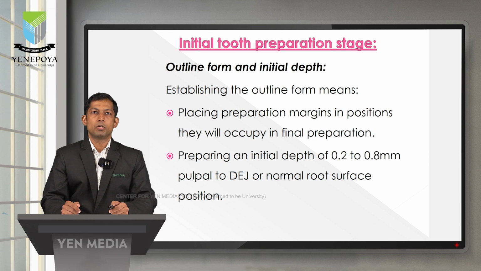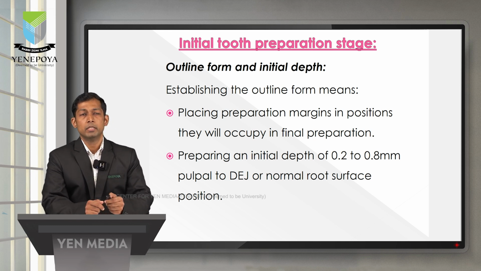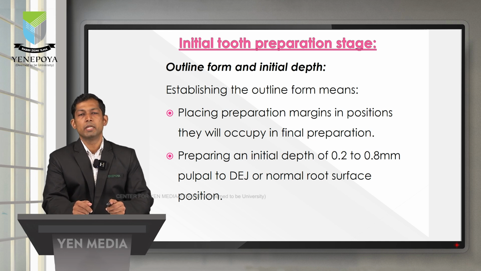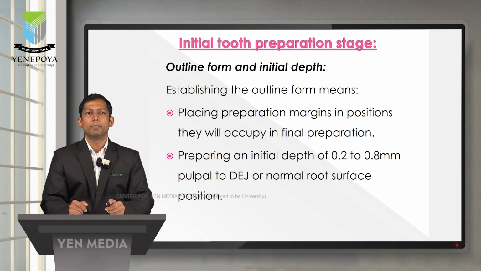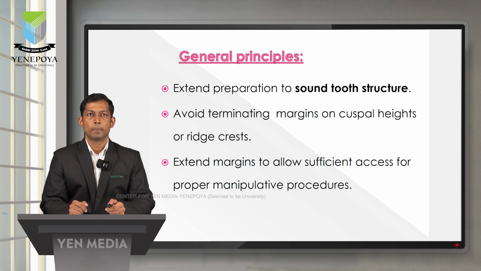Coming to the first step, that is outline form and initial depth. Establishing the outline form means placing the preparation margins in positions they will occupy in the final preparation. Prepare an initial depth of 0.2 to 0.8 millimeter pulpal to the dentin-enamel junction.